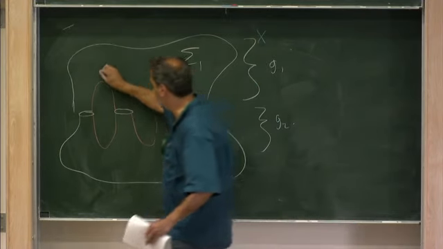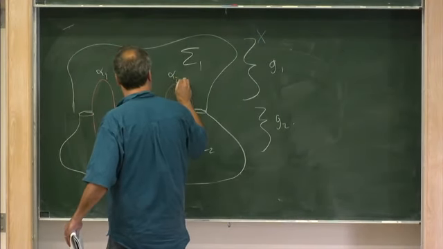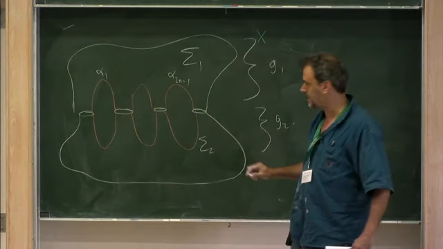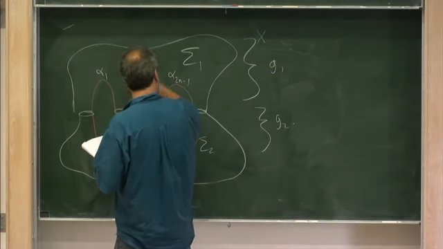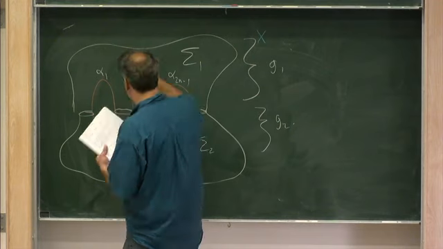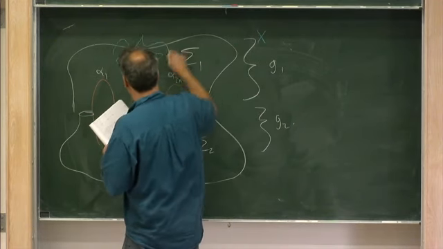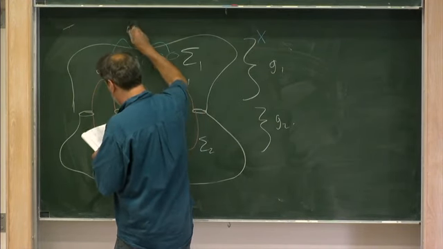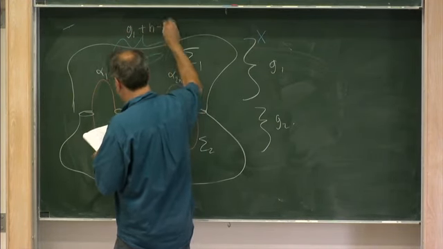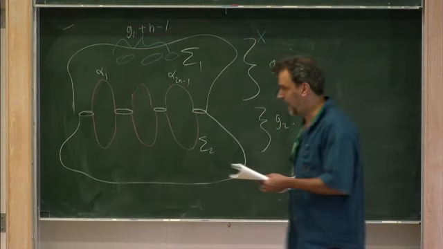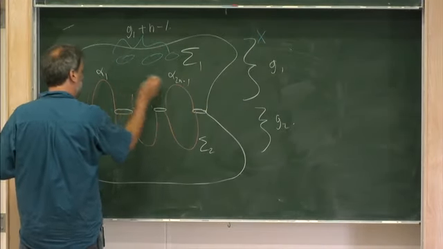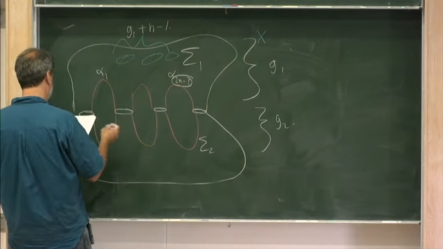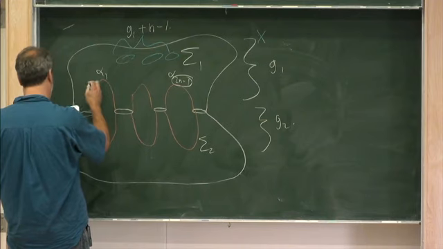There are 2n minus 1 alpha arcs that connect those 2n points. And there will be a bunch of beta circles up here. How many are there going to be? Well, they're going to be G1 plus n minus 1. And there are going to be some alpha arcs. There are 2n minus 1 alpha arcs, and they're going to be G1 alpha circles.